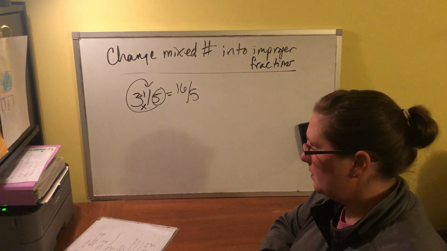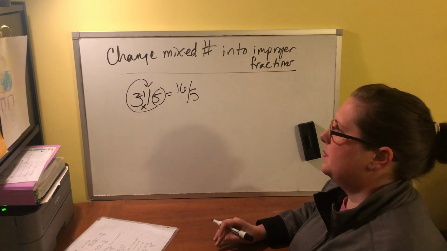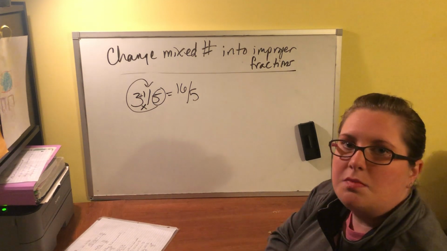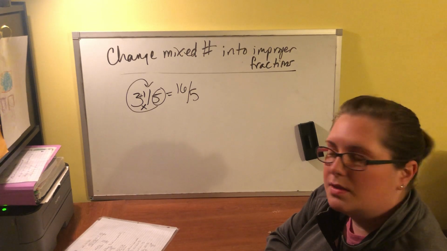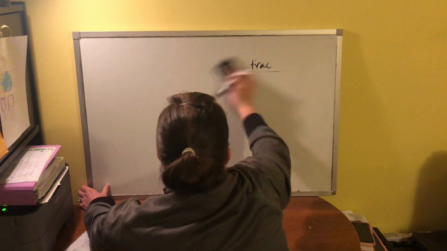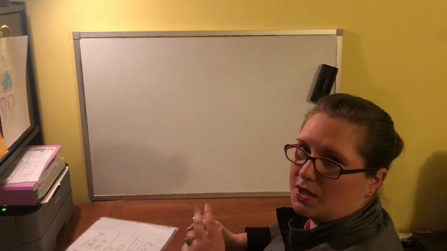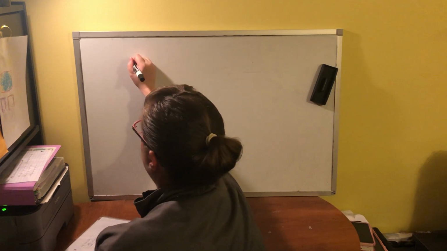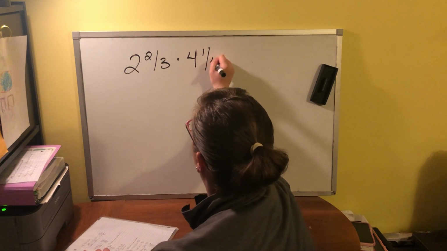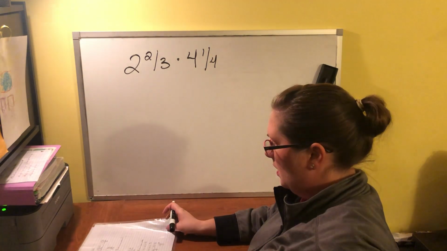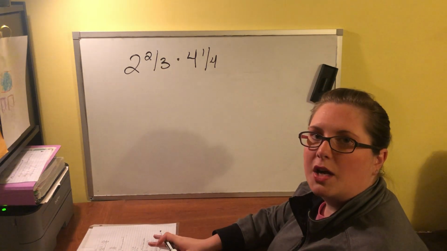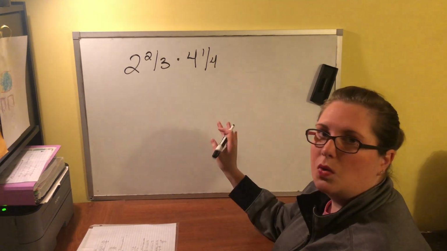That's your answer. The reason why this is so important is because when you are multiplying and dividing mixed numbers, remember, you can only multiply and divide fractions by fractions. So if you're given a mixed number, those are not fractions, right? It's a whole number and a fraction. So that's why you need to know how to do this. So let's say they gave us 2 2/3 times 4 1/4. Okay? 2 2/3 times 4 1/4. We have to turn both of those into fractions. I cannot multiply how they're given. It doesn't work that way.